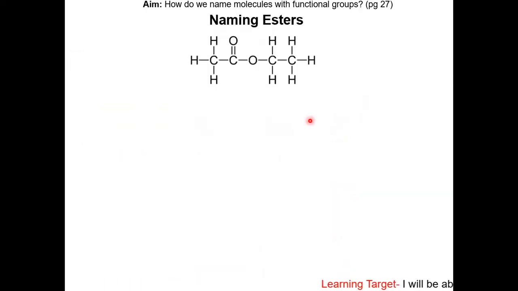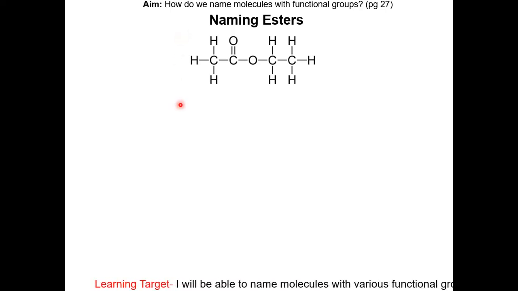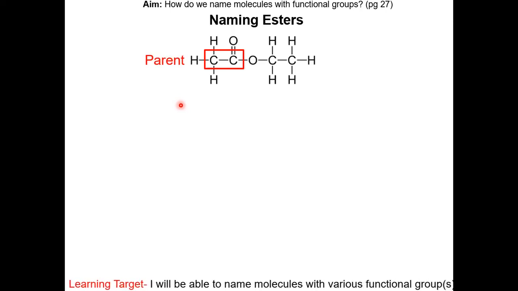Now we're going to go over how to name esters, ethers, and ketones. Let's start with ester. Here we have a compound with an ester functional group. The first step is to identify the parent. The parent has the C double bond O.